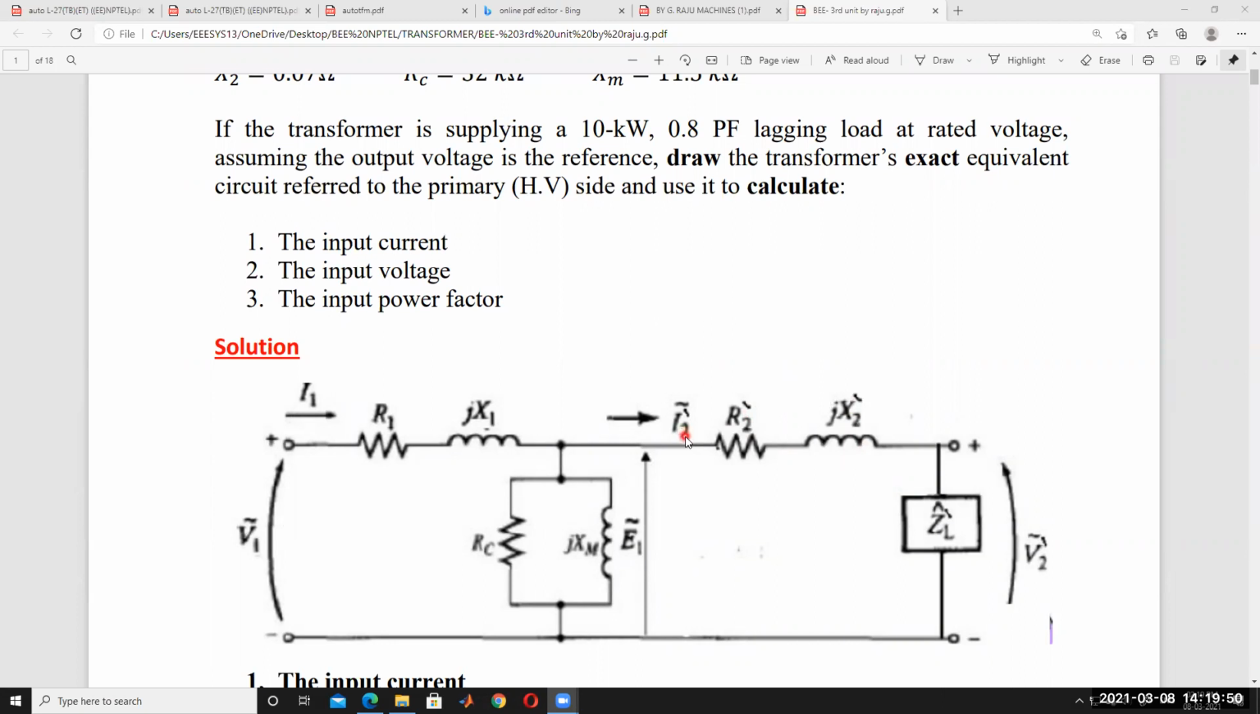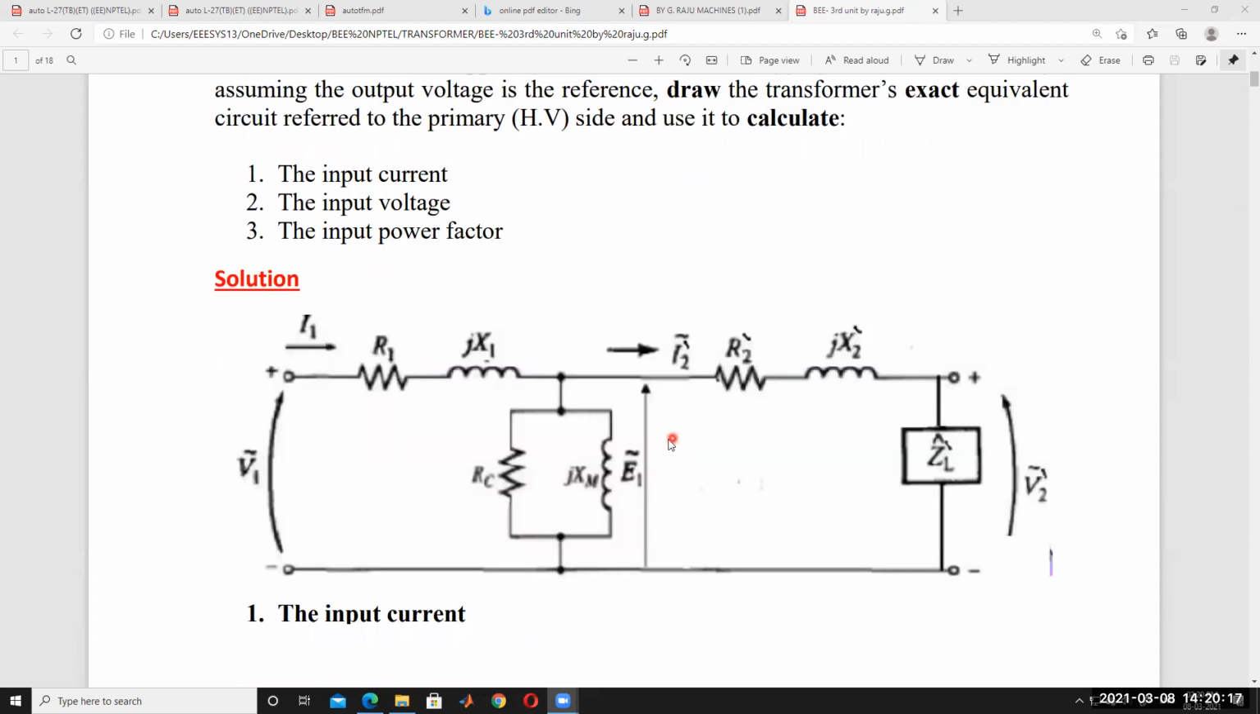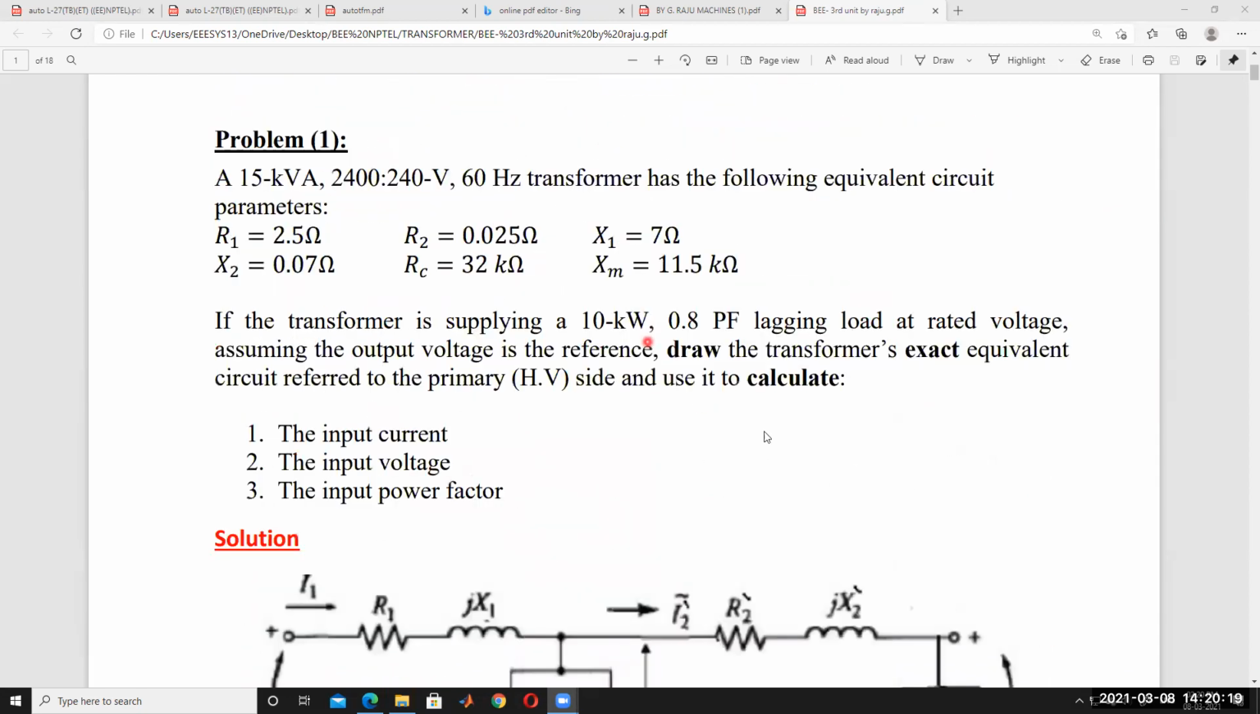And this current is called I2 dash, with ZL dash and V2 dash. ZL dash is A squared times ZL. When converted from secondary to primary, it is multiplied by A squared. So R2 dash becomes A squared into R2, X2 dash becomes A squared into X2, and V2 dash becomes A into V2.